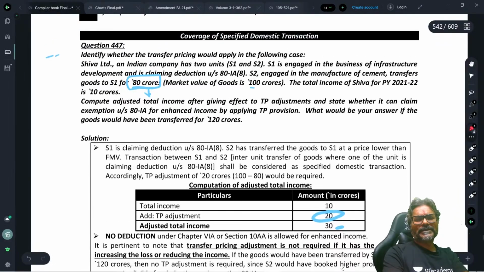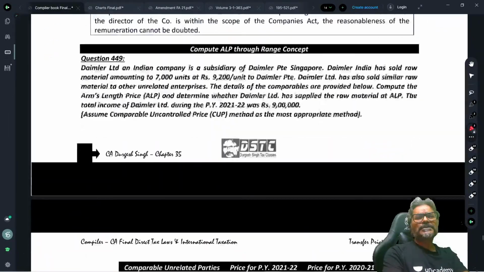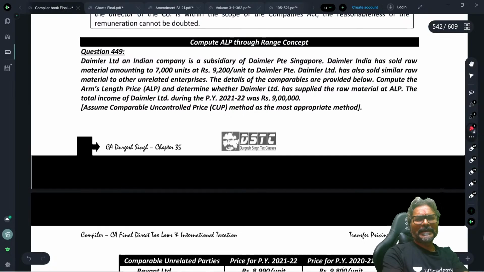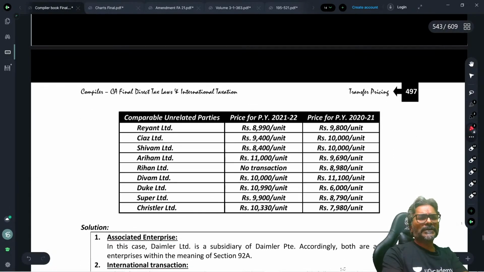Specified domestic transaction, I told you I'll do it later on. So let's take this towards the end. Now let's look at certain questions straight away.